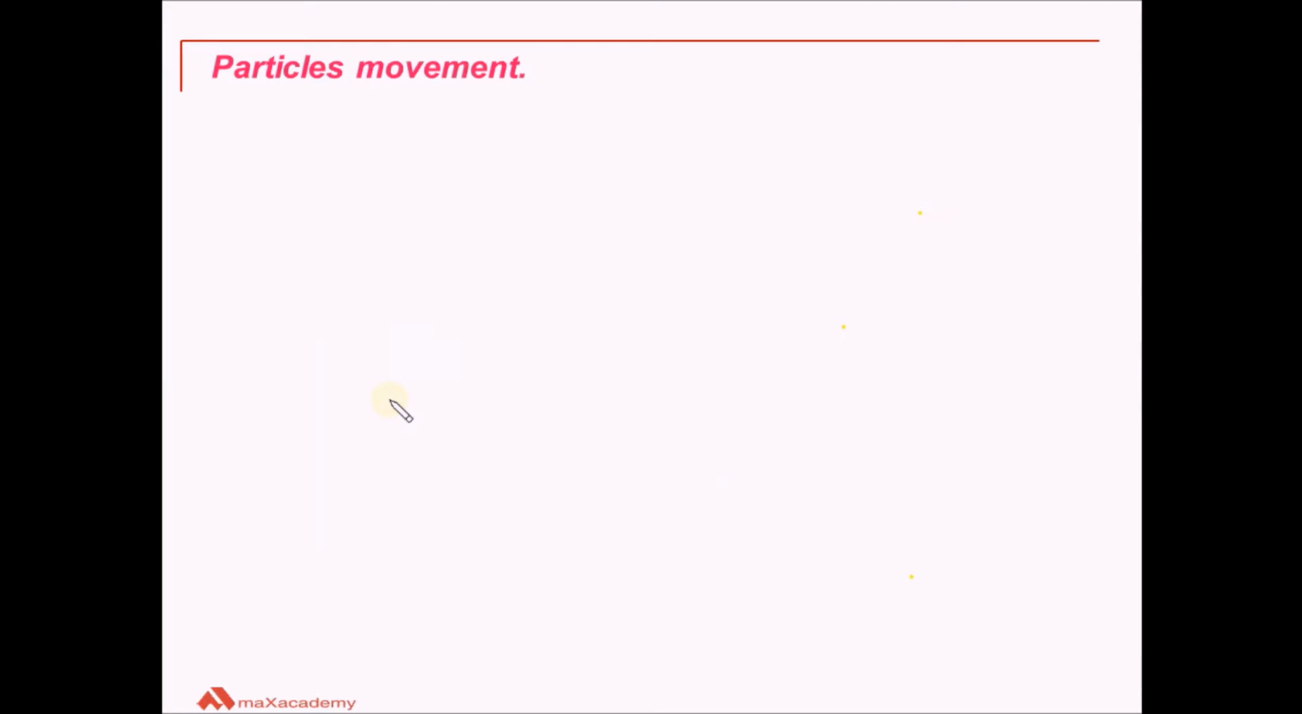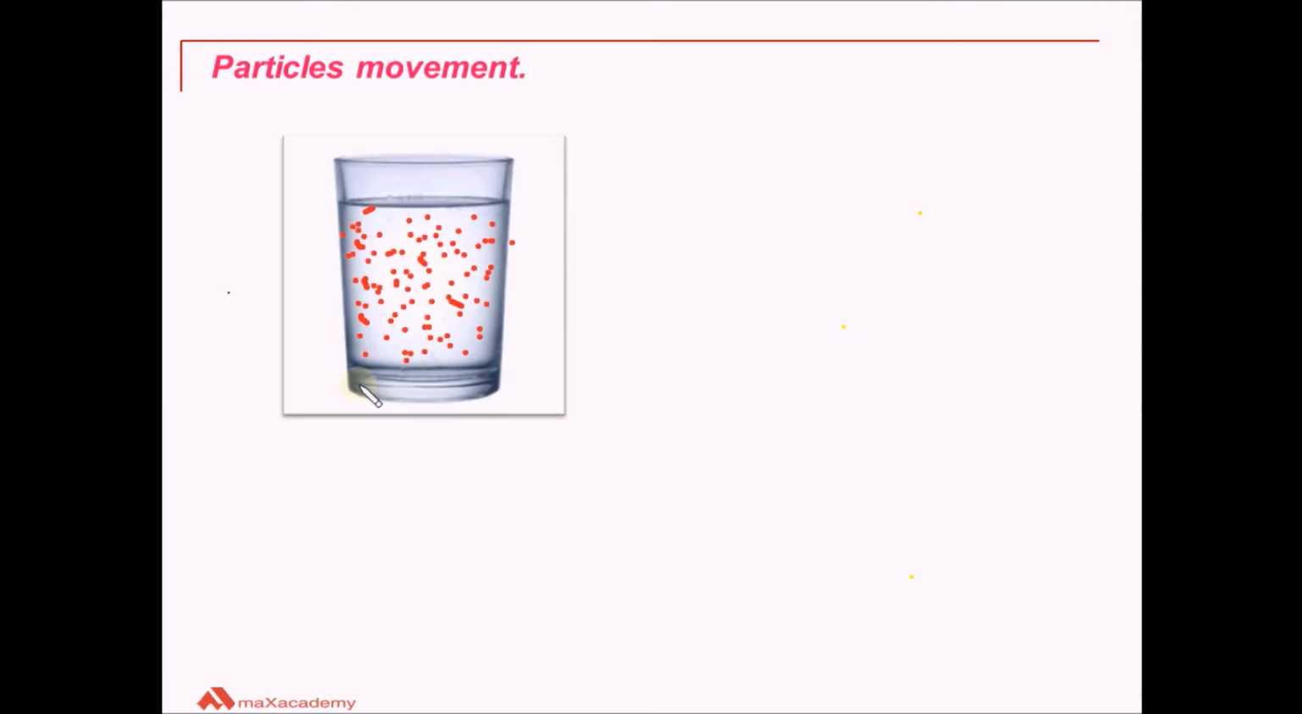Property number 2: particles are moving continuously. Let us take the same glass of water. We learnt earlier that this water consists of many tiny particles. These particles are never at rest. They keep on moving from one place to another, performing a very random motion.